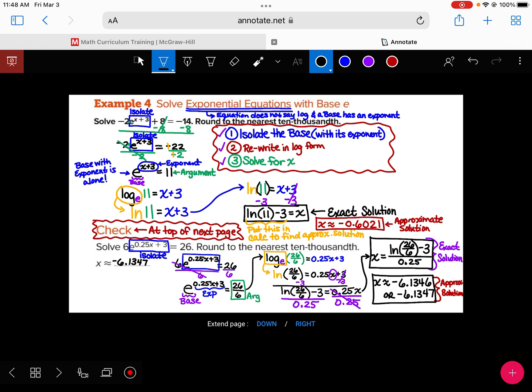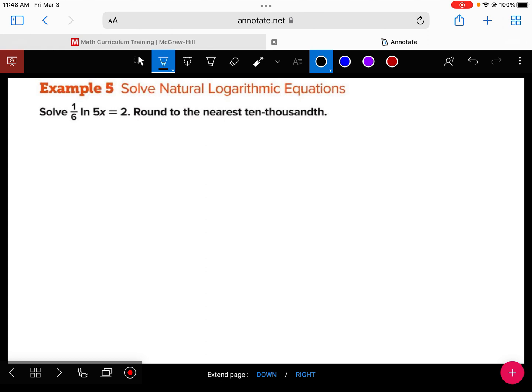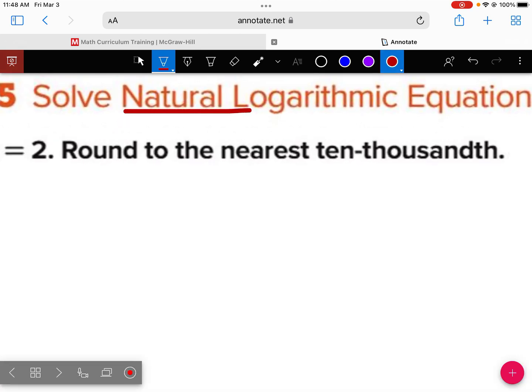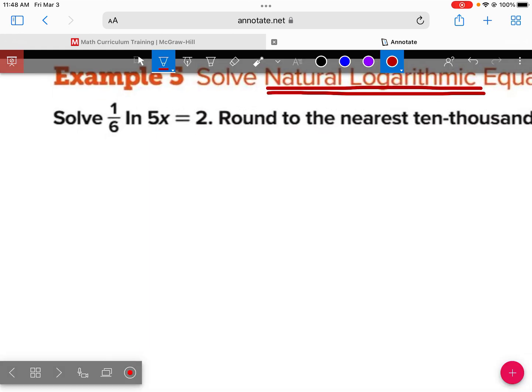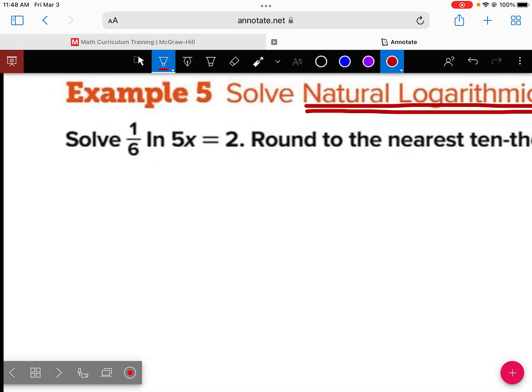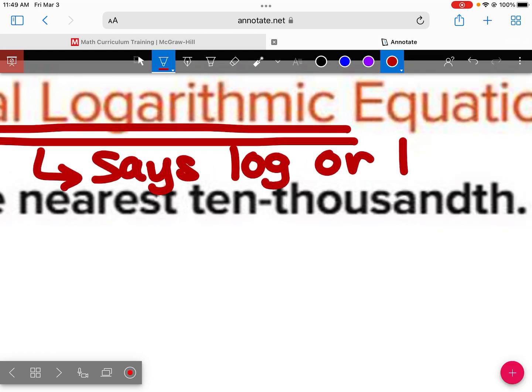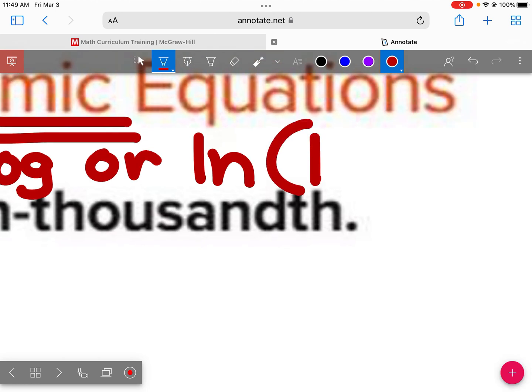Look at example number 5. What does it say? Solve. Yes, did I say 4? Yes. Sorry. Here we're going to solve a natural logarithmic equation. The last one was exponential. This one is logarithmic. How do I know it's logarithmic? It says either log or ln, which means log base e.